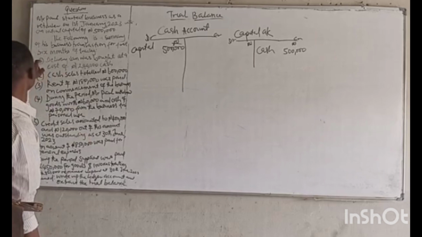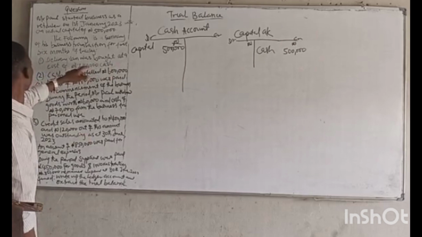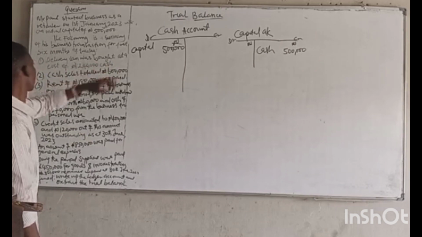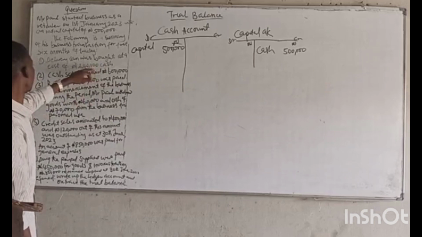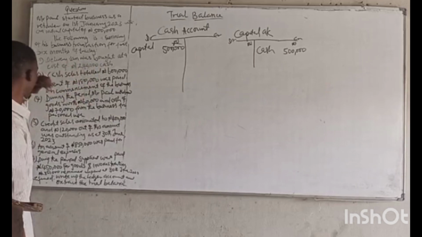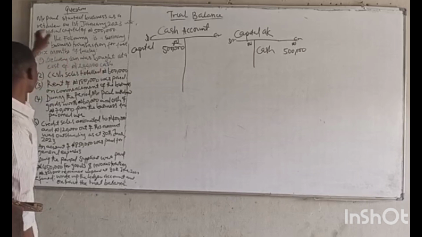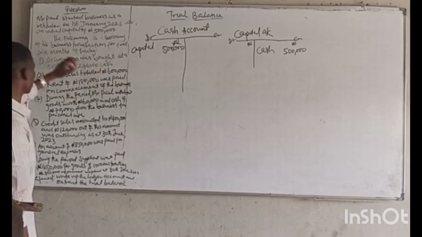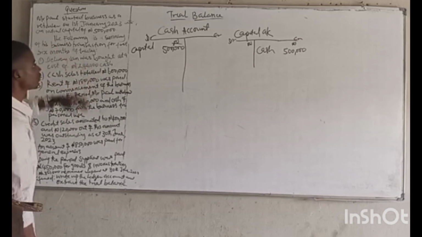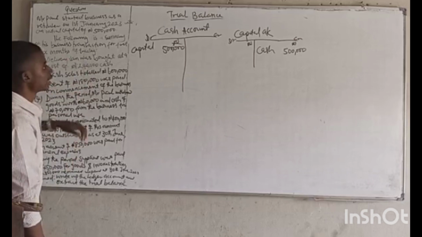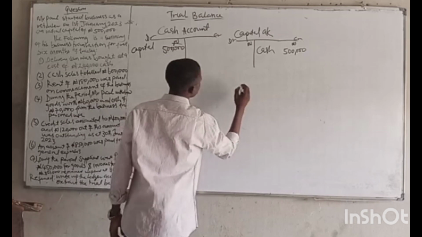Then this one says delivery van was bought at a cost of 240,000 naira cash. Here, what are the two accounts involved? We have cash and delivery van. Both of them are assets. But while delivery van is increasing, cash is decreasing. So we have to credit cash and then debit delivery van account. So we have to open the delivery van account.